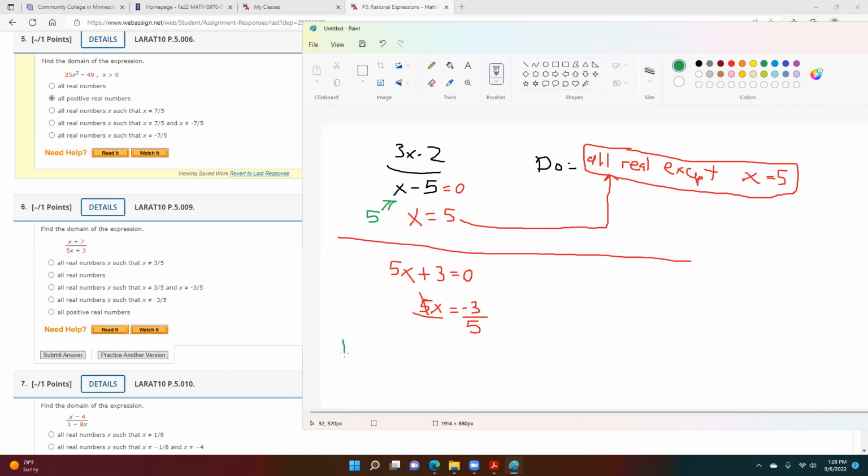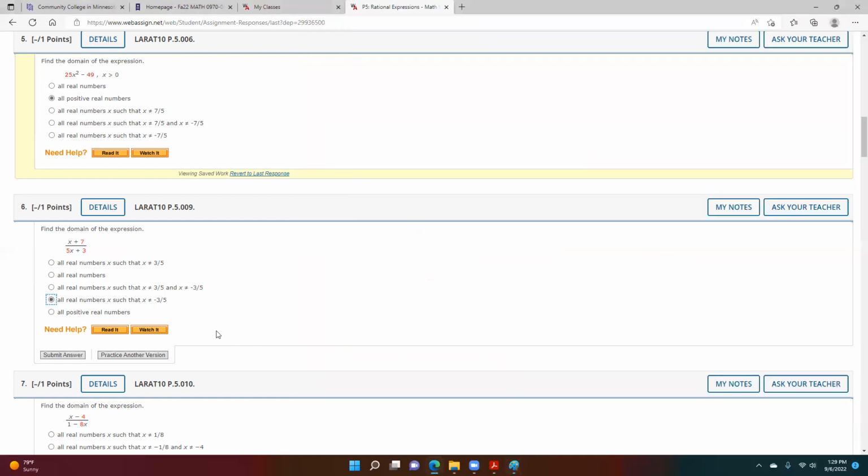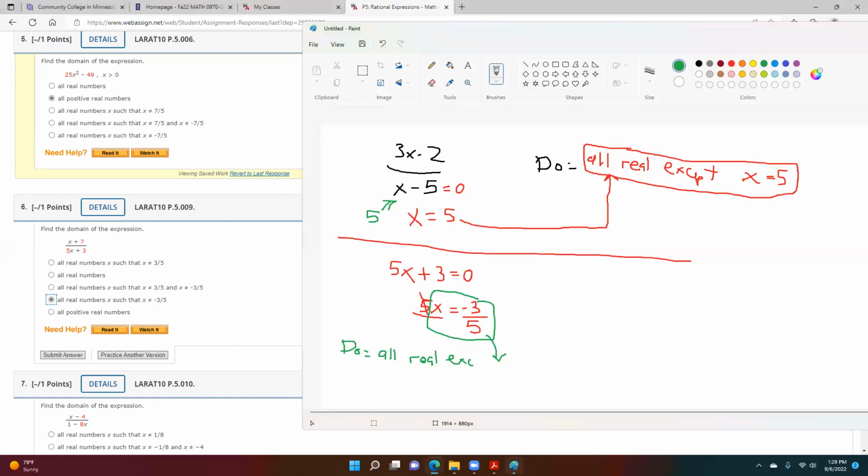So what is your domain in this case? You'll be all real numbers except what? Negative 3/5. So which one is your answer in this case? A, B, C, D, or E? This will be the D part.